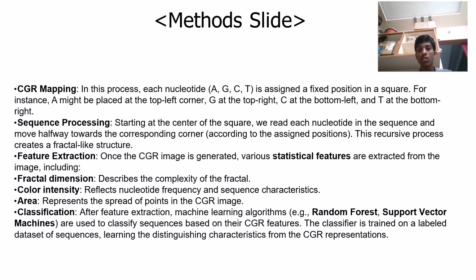For instance, A might be the top left corner, G at the top right, C at the bottom left and T at the bottom right. For sequence processing, starting at the center of the square, for each nucleotide in the sequence, we move half of the distance towards the corner, and this repeats as a recursive process. Once the CGR is generated, various statistical features are extracted. I will show in the output that the picture will be dots. Color intensity reflects the nucleotide frequency and sequence characteristics.